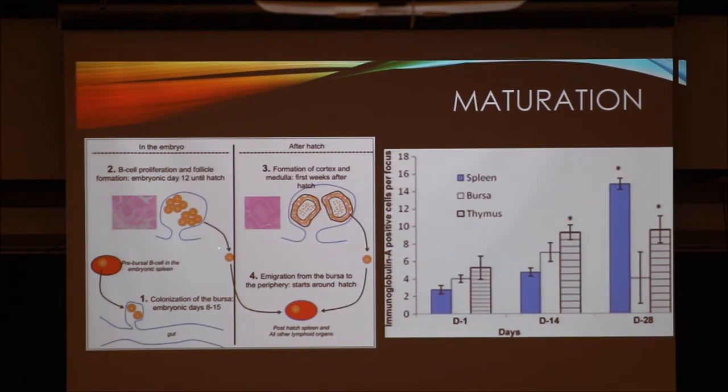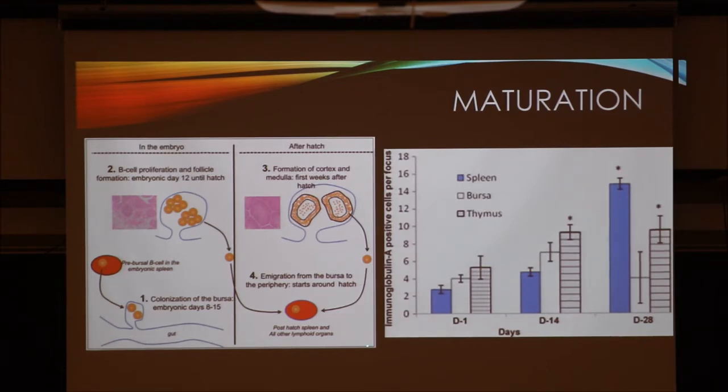And then after it hatches, in the follicles, the cortex and the medulla begin to form, and then B cells begin their differentiation, and once they're differentiated, they will travel to lymphoid organs such as the spleen or lymph nodes. So you can see a lot of the development of the bursa of Fabricius actually happens in the embryo and right after hatch when the chick is still young.